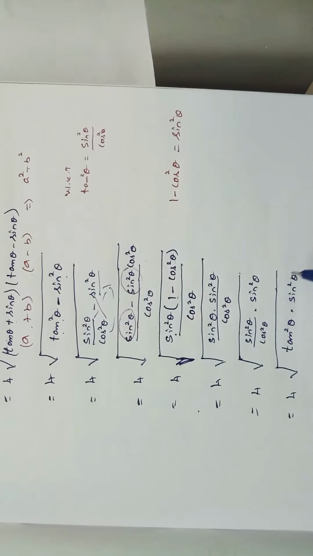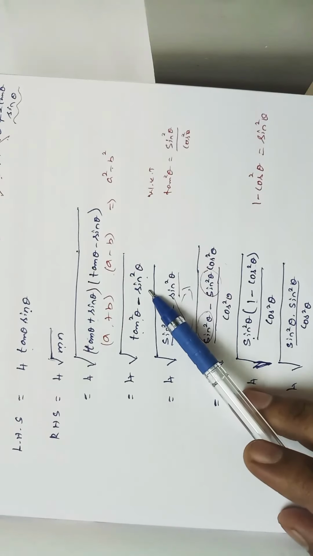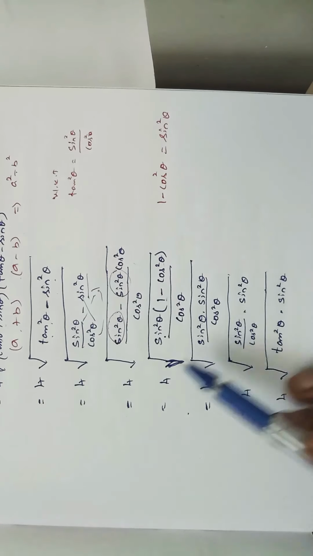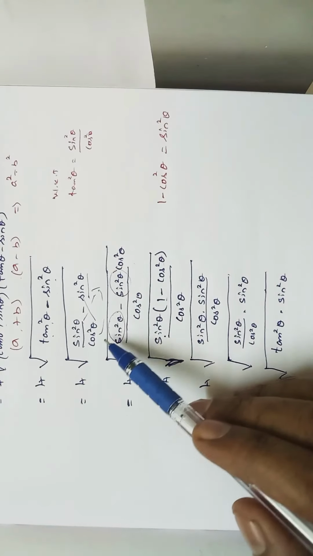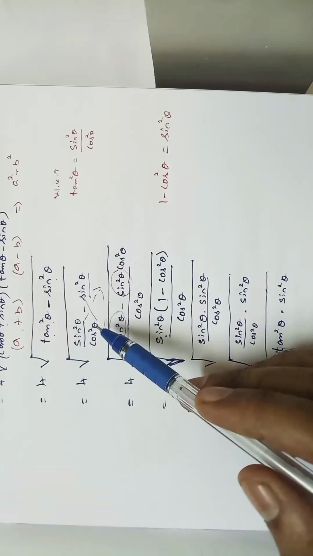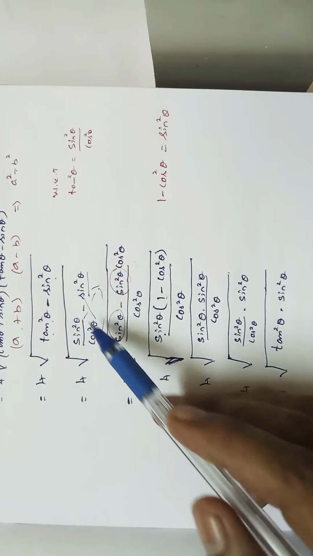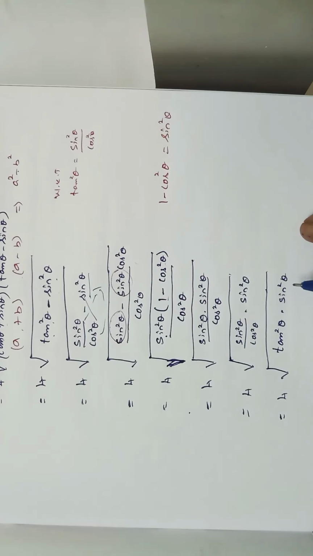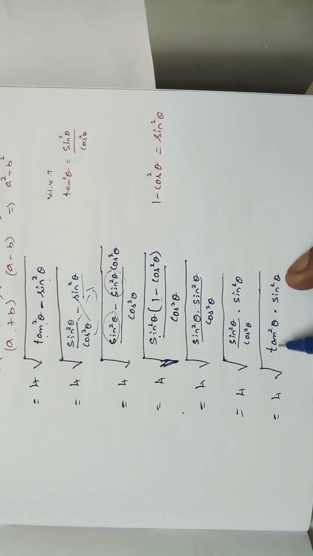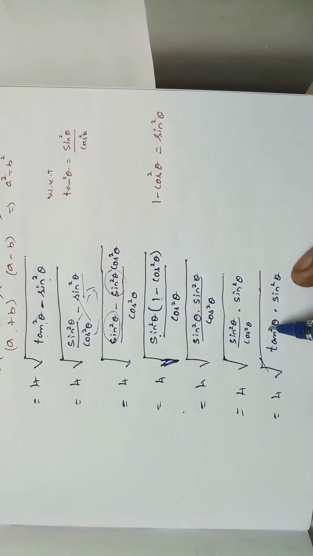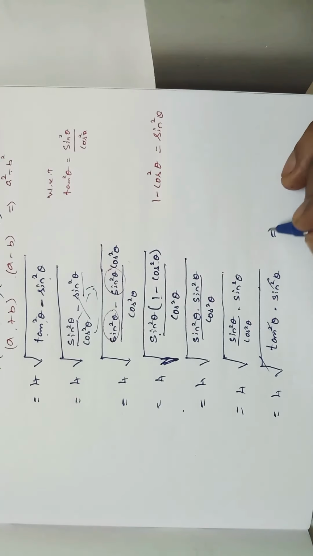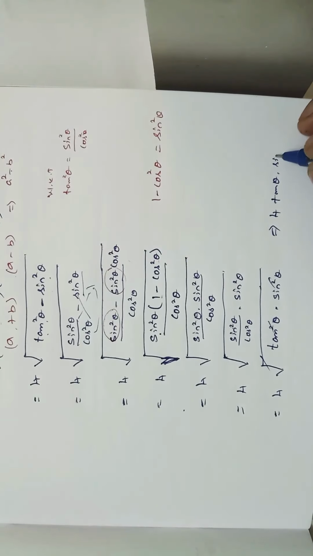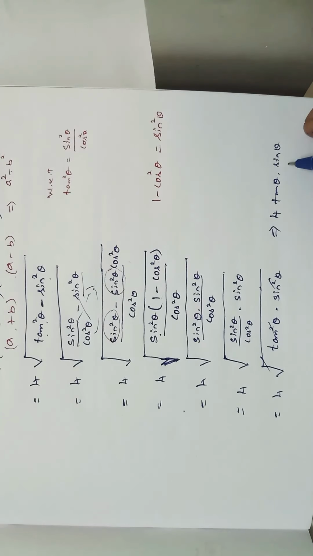See, tan square theta minus sin square theta I have converted in terms of tan square theta into sin square theta, not by taking LCM, but by doing cross multiplication, converting in terms of sin and cos and doing the simplification. Finally I got tan square theta into sin square theta, right? So now we can remove the root. Square root and square will get cancelled. So it is equal to 4 into tan theta into sin theta.